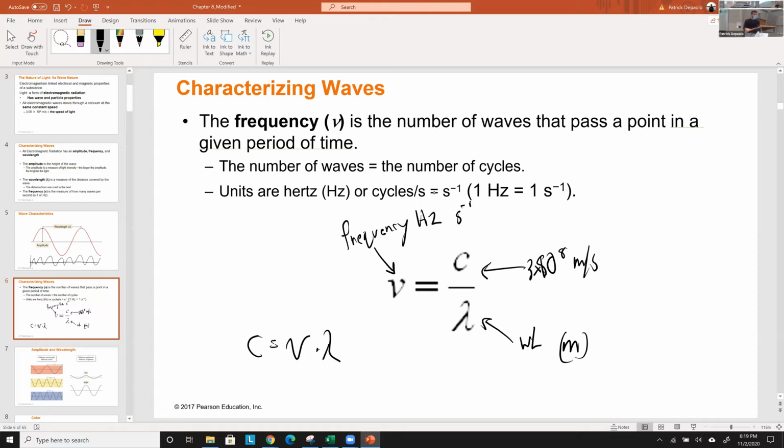Josh, you can also do wavelength. Yeah, I guess so. But yeah, if you think about it differently, that's cool too.